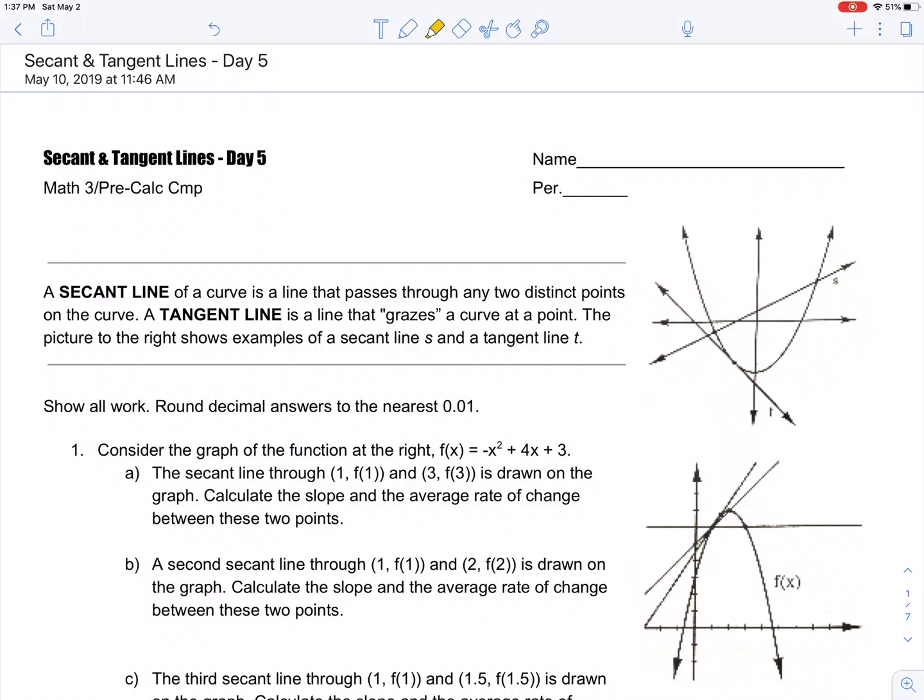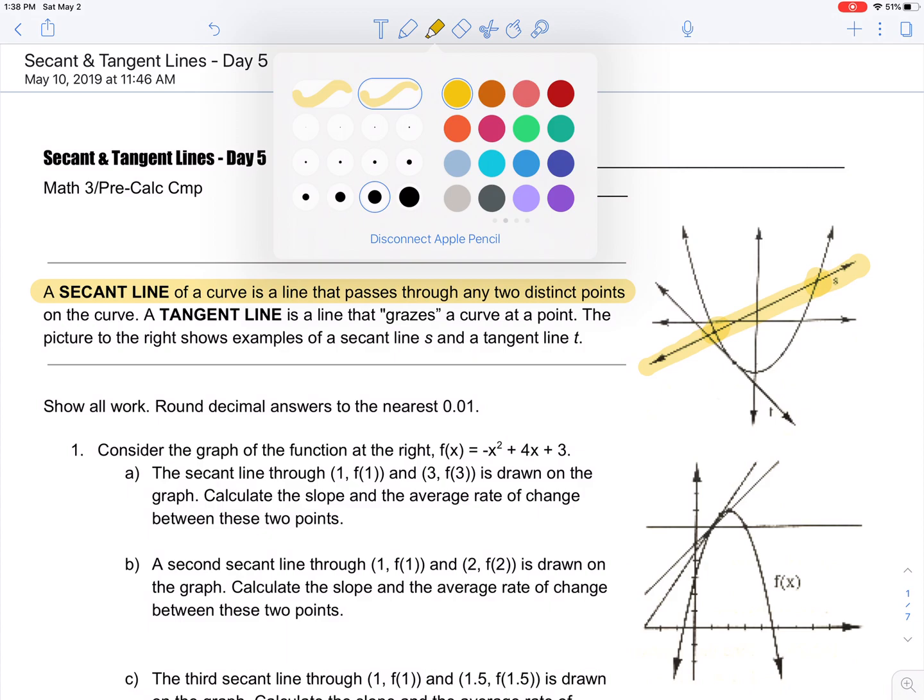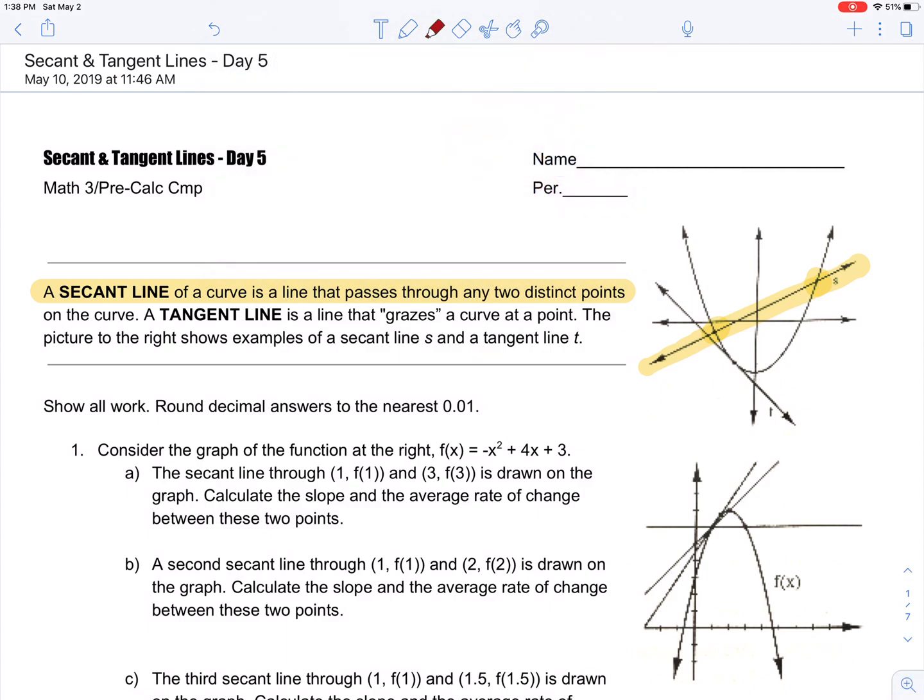So day 5, secant and tangent lines. We're going to be talking about each of those and relating them to what we talked about yesterday in day 4 with average rates of change and instantaneous rates of change. So starting off, a secant line is just a line that passes through any 2 points on the curve. So we have our 2 points here and here, so it's a secant line. And then we also have tangent lines, and tangent lines just graze the graph at a particular point.